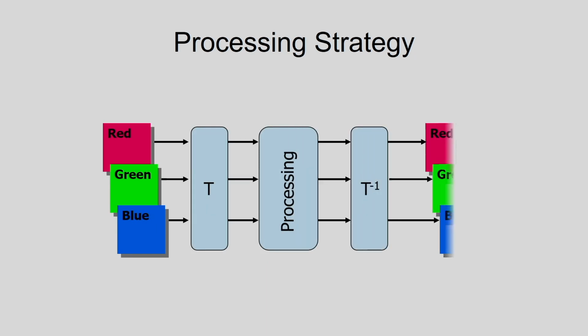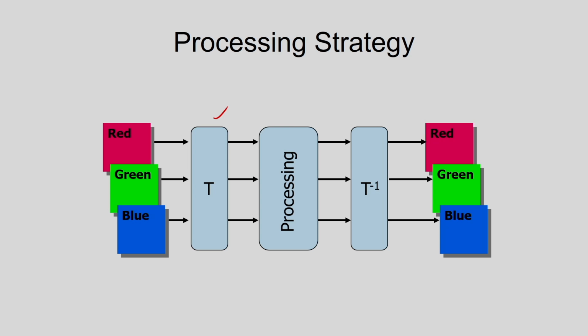So for color image processing, what I can do, you can see here, I have the image. So I have the vector pixel, RGB. I can apply some transformation, where T is the transformation. After doing this transformation, I can do the processing. And after this, I can do the inverse transformation to get the RGB value.